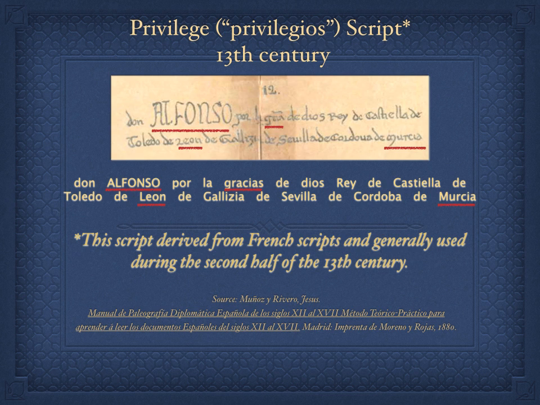Gracia is a good example. And then we see some unusual lettering here. You can see Leon. The L in Leon almost looks like an R, but it's just a little bit of a variation. And then Murcia. That M is a little bit tricky because the end of the M comes so far down.